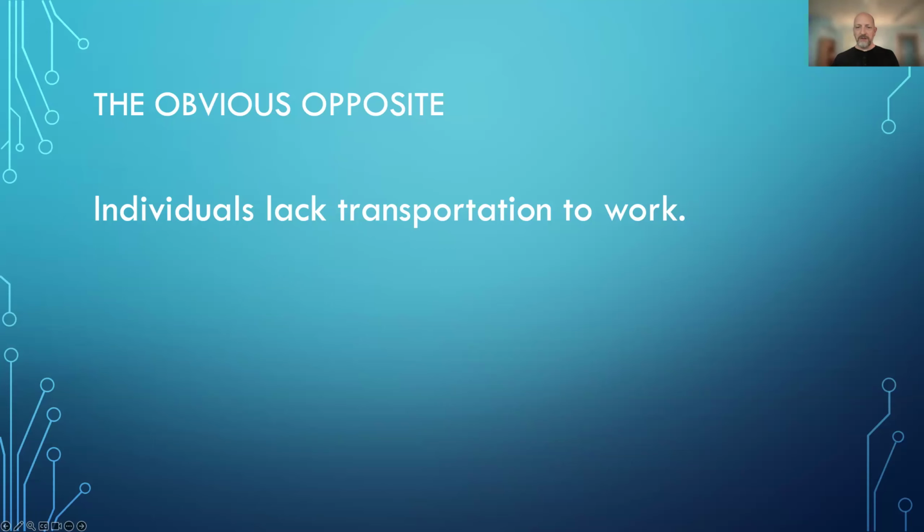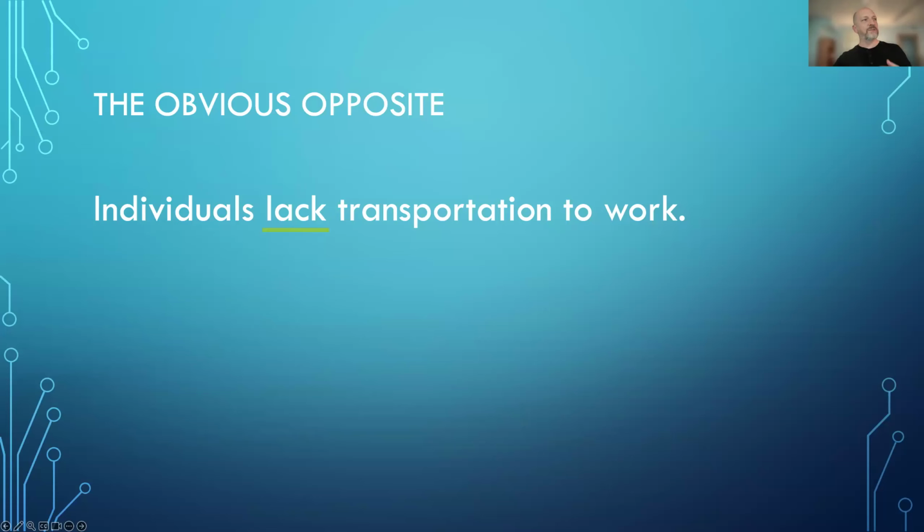And you can use some simple terms to differentiate those. A lot of the times in ROMA, what we'll say is that individuals lack something, right? Or agencies or the community lacks something. So in this case, individuals lack transportation to work, and we'll call out that term lack.